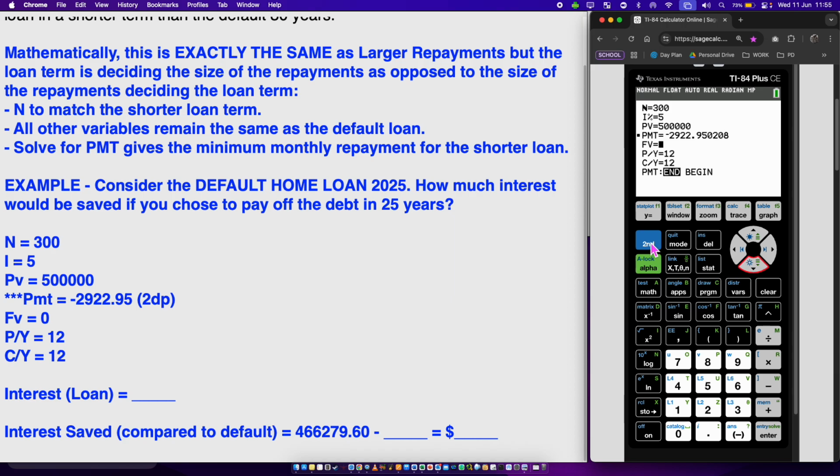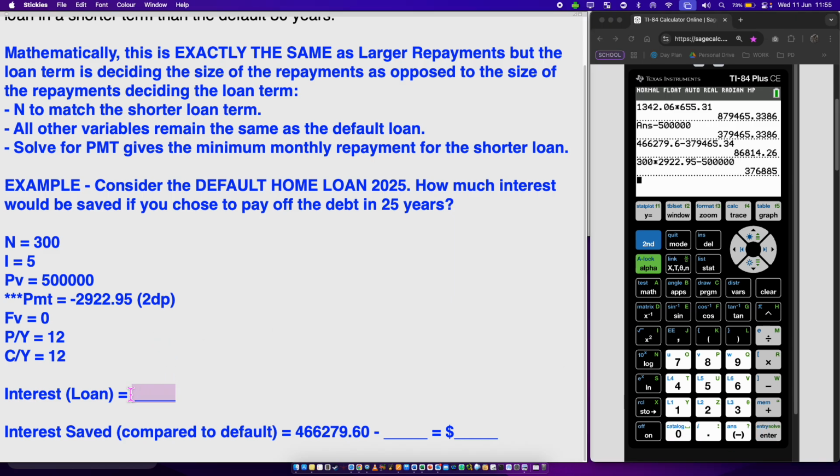Okay, how much interest is paid here? 300 payments of $2,922.95. Take away 500 grand. That's a lot less. 300 times $2,922.95. Take away 500 grand, that's $376,885. So you can see that's a lot less versus the default loan.